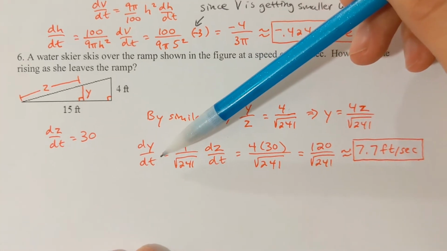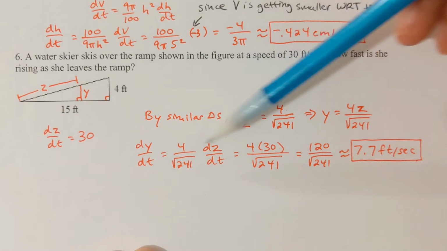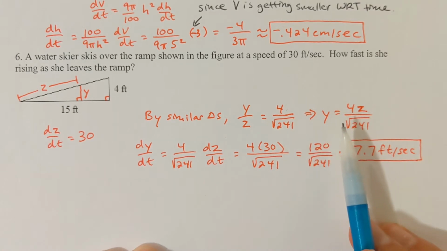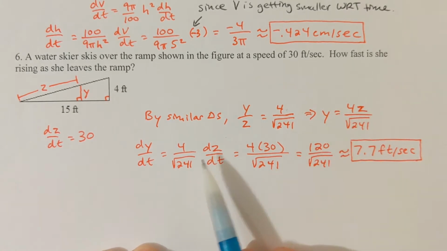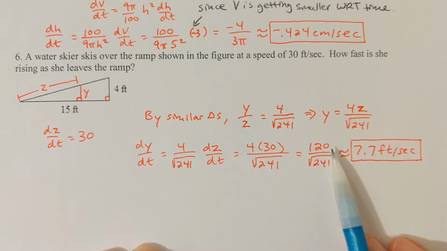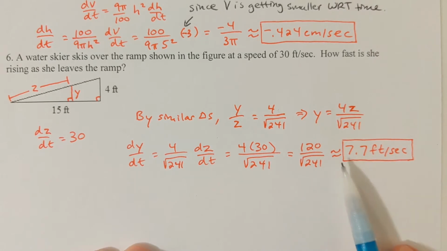Now we've got to find dy/dt, and we know dz/dt, so let's go ahead and differentiate both sides with respect to time t. Now you're going to have dy/dt equals 4 divided by the square root of 241 times dz/dt. dz/dt is 30. Plug that in. 4 times 30 is 120. 120 divided by the square root of 241 feet per second, that would be the exact rate of change, or roughly 7.7 feet per second if you rounded to the nearest tenth.